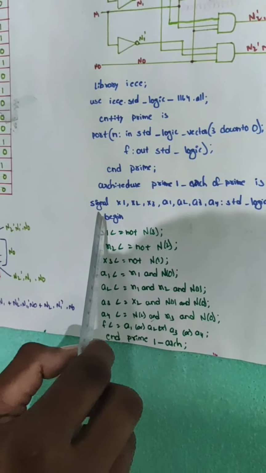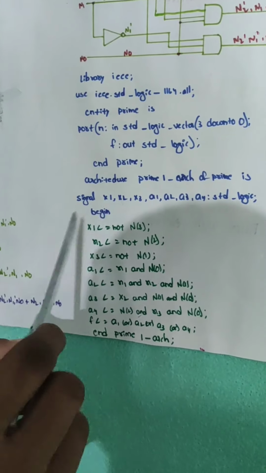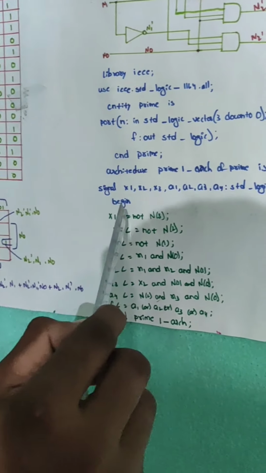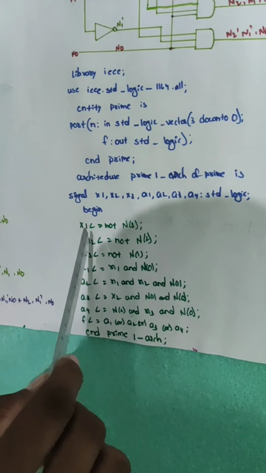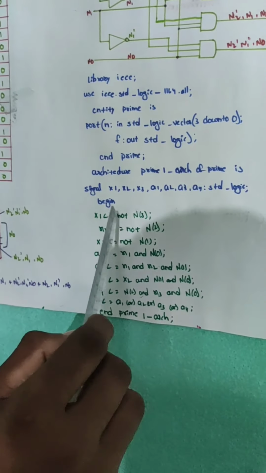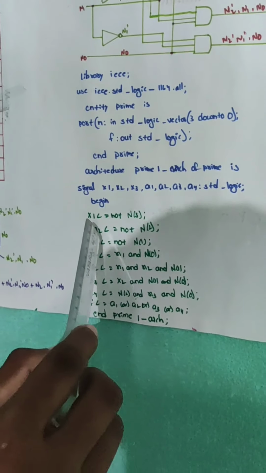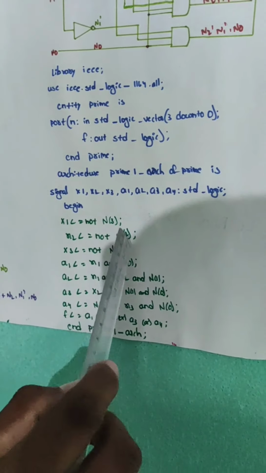Here begin. The less than or equal to symbol is used as the assignment. x1 is less than or equal to not of n of 3, x2 is less than or equal to not of n of 2, x3 is less than or equal to not of n of 1.